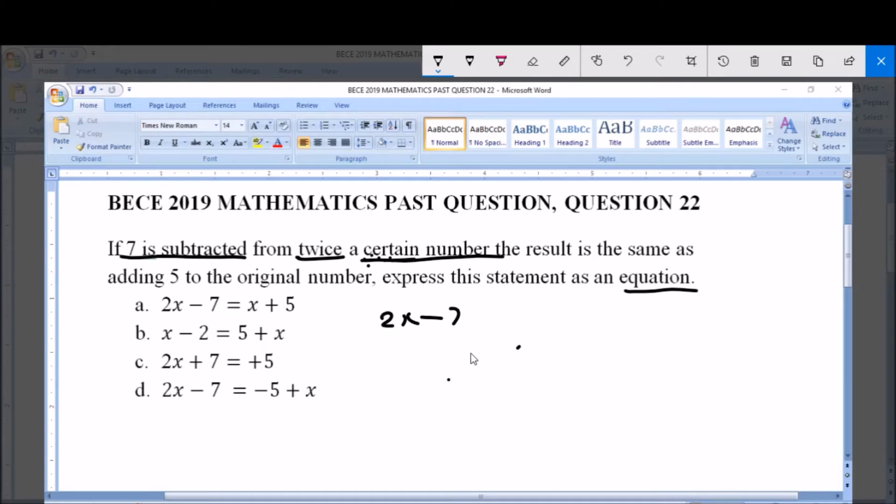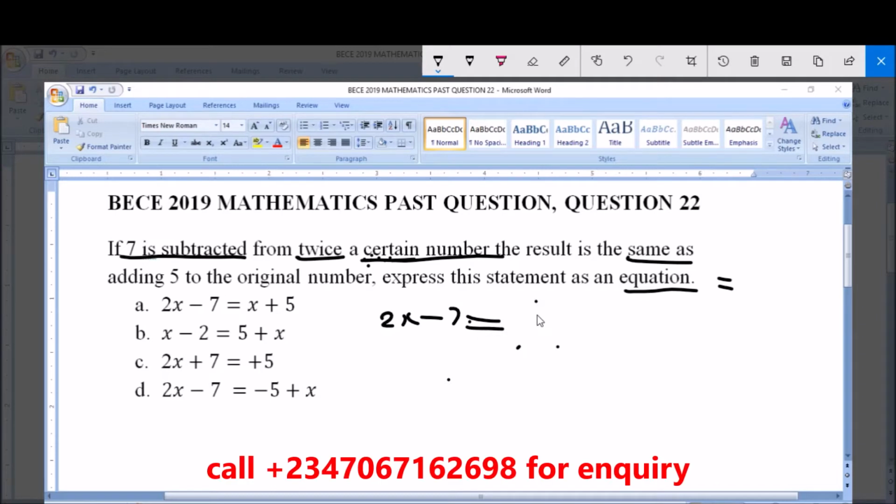Now, they say the result is the same as adding. Here we bring in our equation sign, equal to. Like I told you, an equation simply means balance. So since it is the same as, we introduce our equation sign. That means 2x minus 7 is equal to the same as adding 5 to the original number.